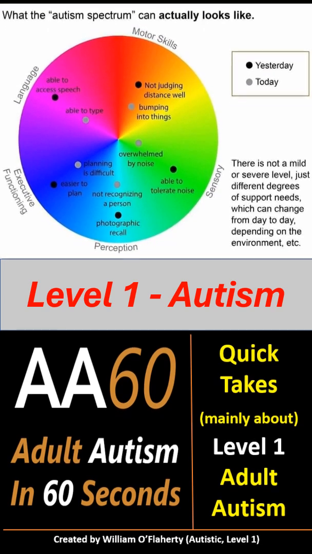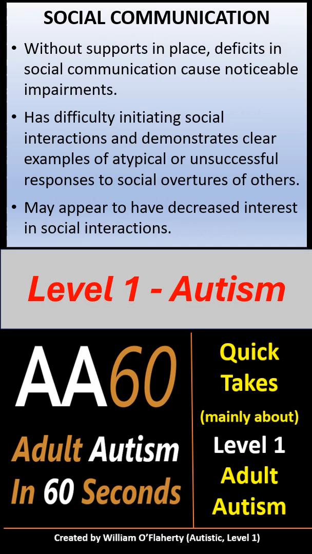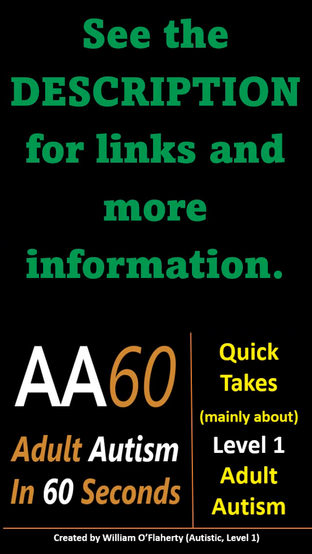While the amount of support can vary day to day, the reasoning for support being necessary is because of these common characteristics of Level 1. They might experience challenges around initiating social interactions, display atypical or unsuccessful responses to the social overtures of others, and appear to have decreased interest in social interactions. They might experience challenges with organization and planning. Finally, if others interrupt a ritual, they might resist or be annoyed by it.